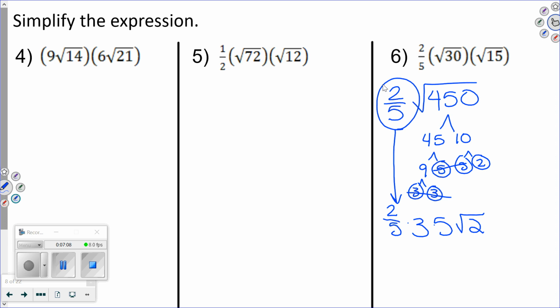Don't panic, a fraction is just a number. If you are somebody who is terrible with fractions, it's okay. I let you use a calculator all the way through this class, so don't panic. So 2/5 times 3 times 5 is 6. So 6, and then a radical 2. All right, questions on multiplying? Awesome.